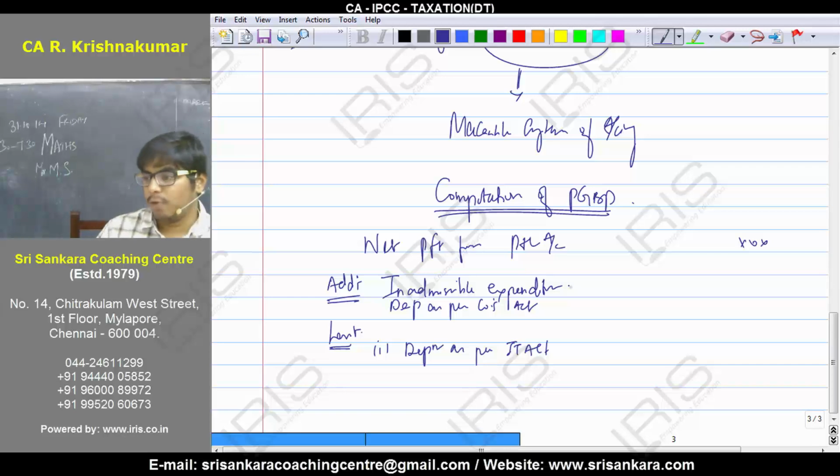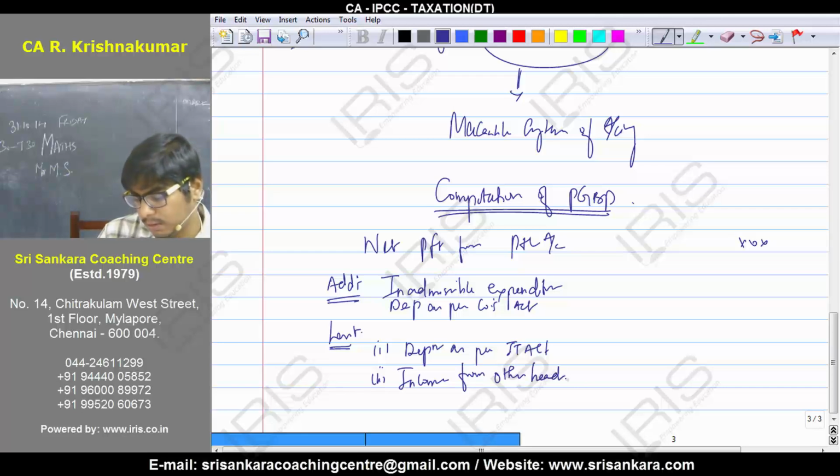You will also subtract income from other heads. It has to be treated separately. In your P&L account, if rent received is 2 lakhs, you will deduct it from the PGBP computation and take it to the income from house property computation. So that's about it. This is your profits and gains from business or profession.